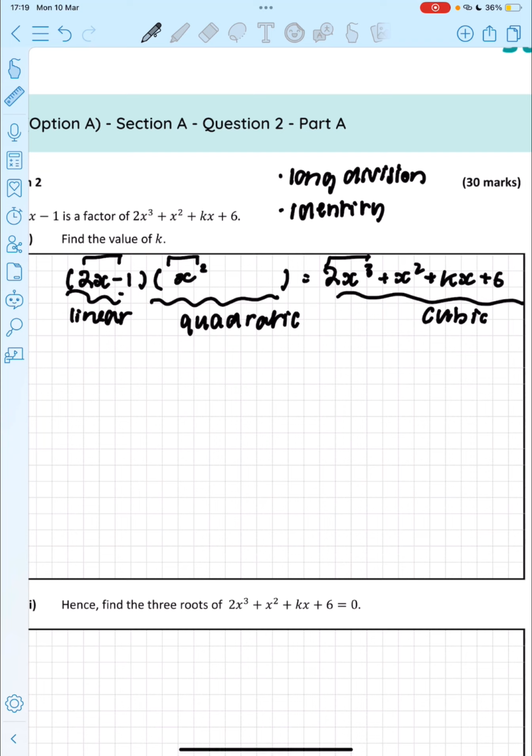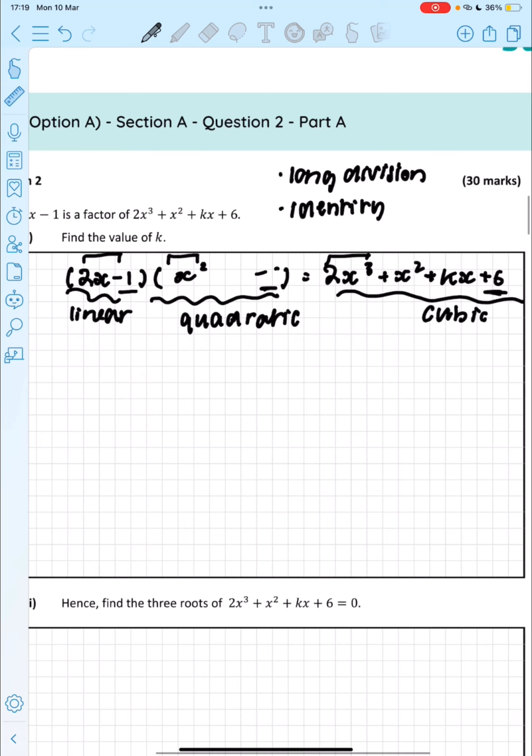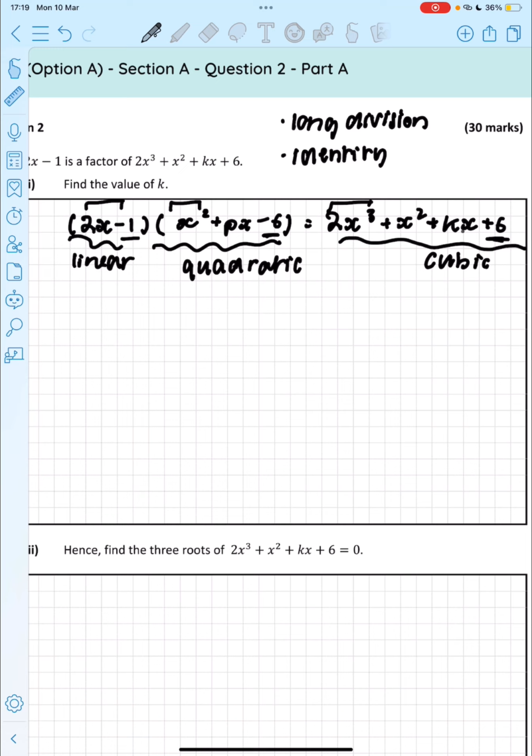We also know the last thing times the last thing will get me the last thing. So minus 1 times what will get me 6, that will be a minus 6. And then I don't know what number is in the middle, so I'm just going to call it P. Then I know that this side has to equal this side, so I'm going to multiply this side out, hopefully get something that I can use. So we'll get 2x cubed plus 2px squared minus 12x minus x squared minus px plus 6 is equal to this thing. I just don't want to write it out again.